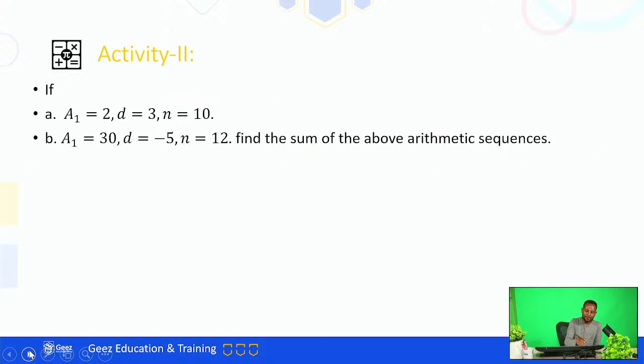Here you have the first term, which is 2, the common difference, which is 3, and the number of terms is 10, and you are asked to find the sum of the first 10 terms of an arithmetic sequence given this information. And the second one is given the first term 30, the common difference, which is minus 5, and n is 12. It means find the sum of the first 12 terms of an arithmetic sequence.